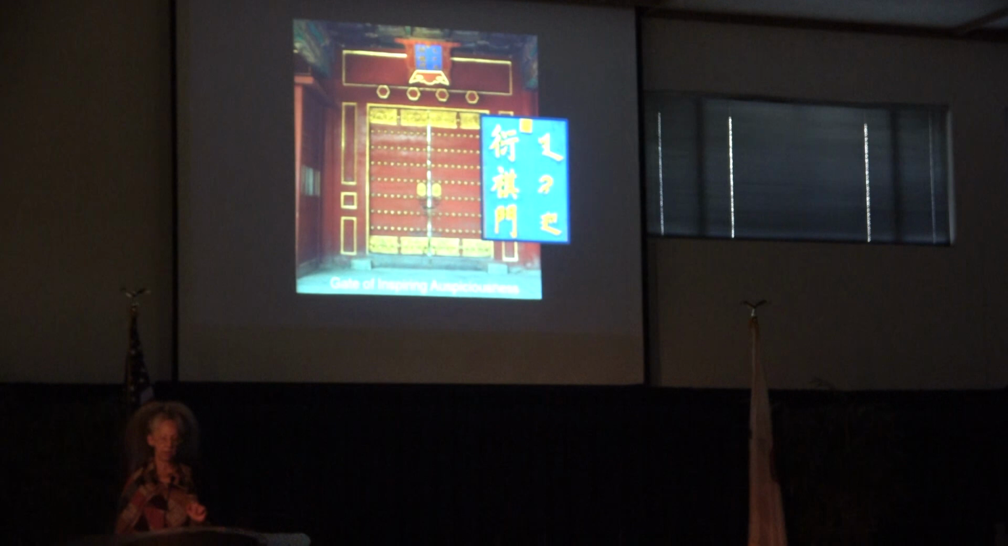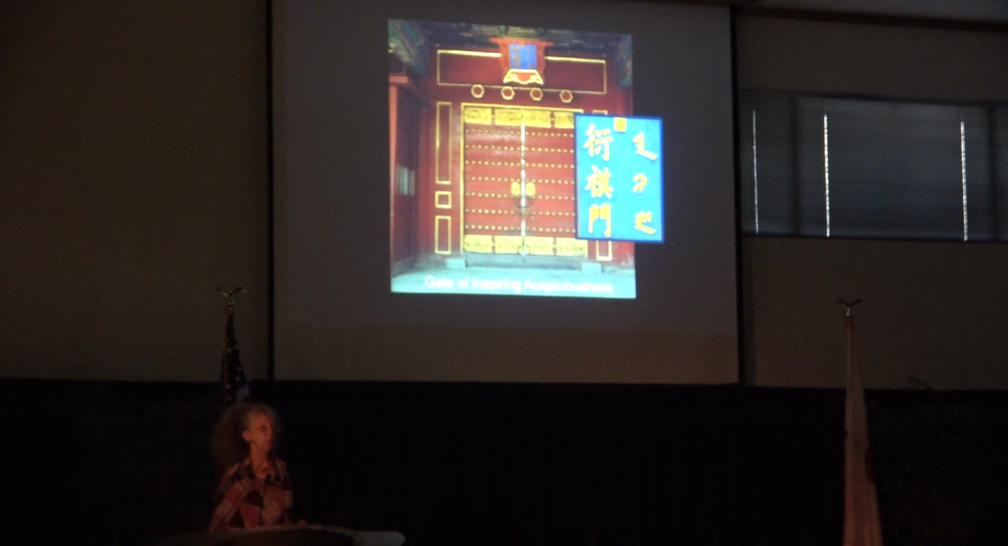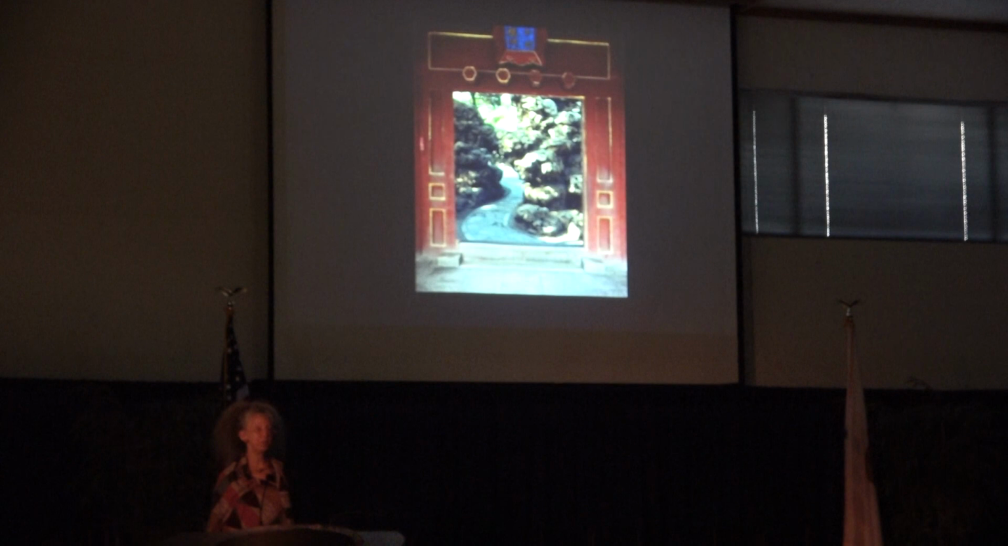There it is. The name of this building is Yanqimen, which means the gate of inspiring auspiciousness. So the hope is, as you enter this, life will become more auspicious. Now, the first thing you see when the doors open is this winding path. And what I love about opening these doors and going into the garden is that you're leaving behind the palace. And everything in the palace is so rectangular. All the pathways are straight and direct. All the buildings are rectangular.